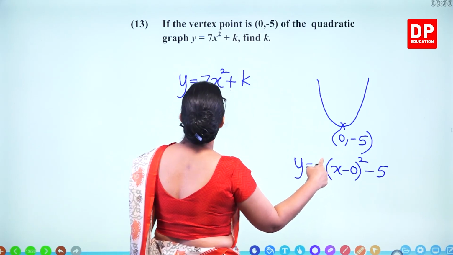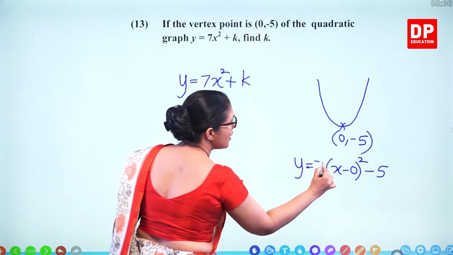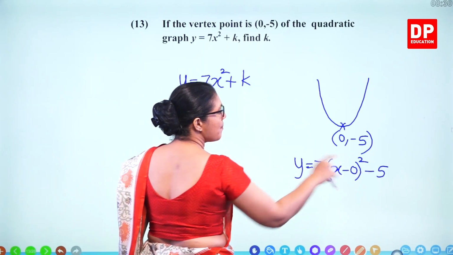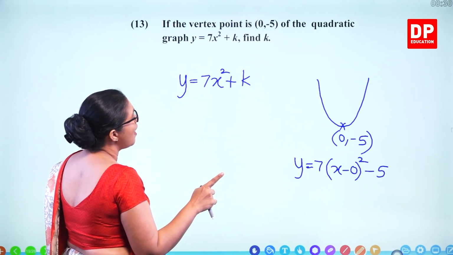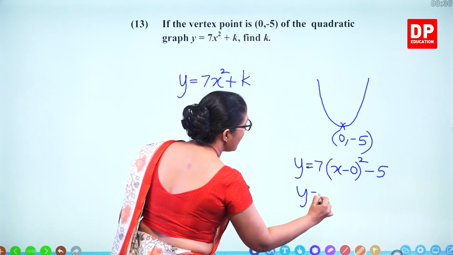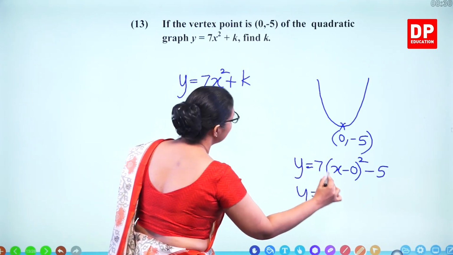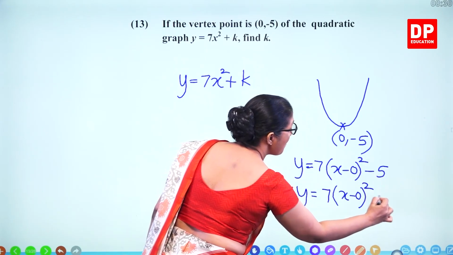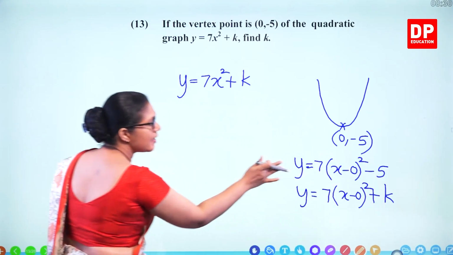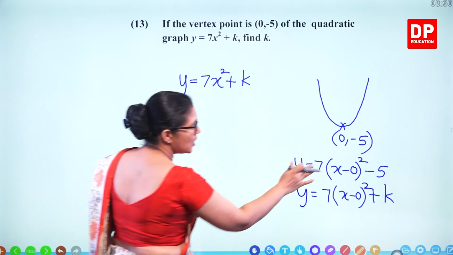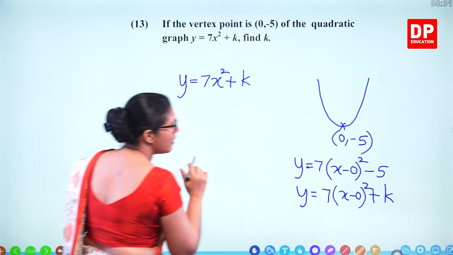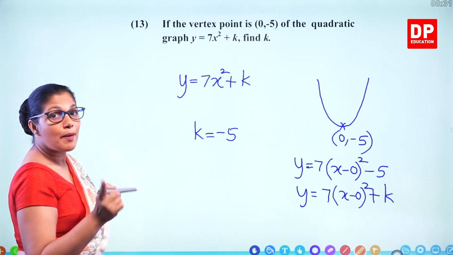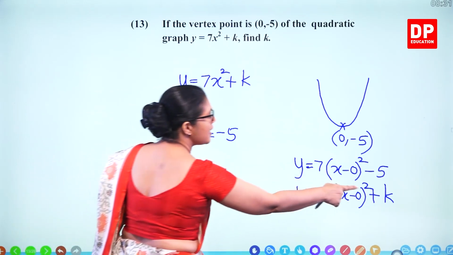This can be any number in front, but it says 7 is there, so here you can put 7. So 7 times (x minus 0) squared minus 5. They are asking, what's the k value? Now this is in this form: x minus 0 squared plus k. Now you can compare the two equations. So what's the k value? K value is minus 5. So when you compare the two, we get k equals minus 5.